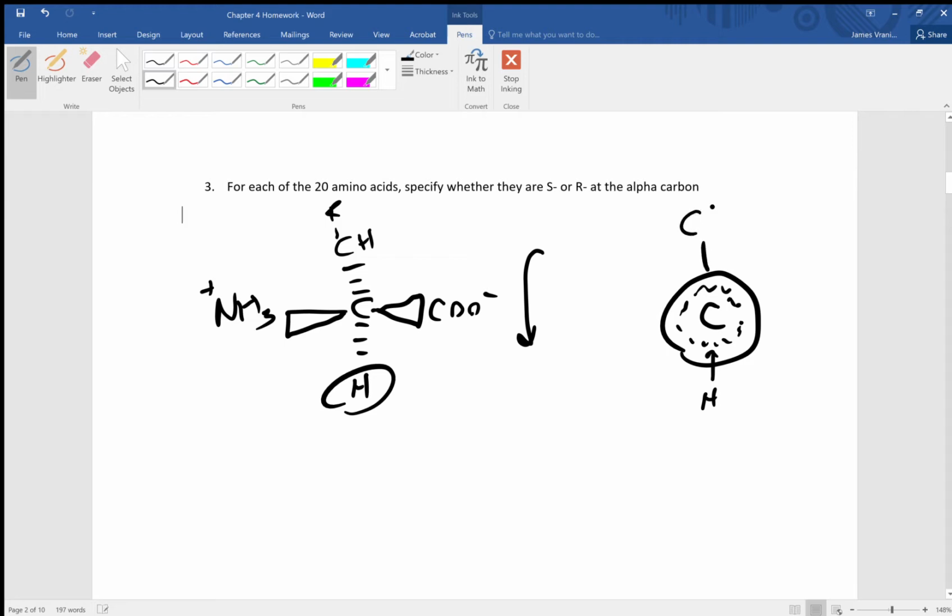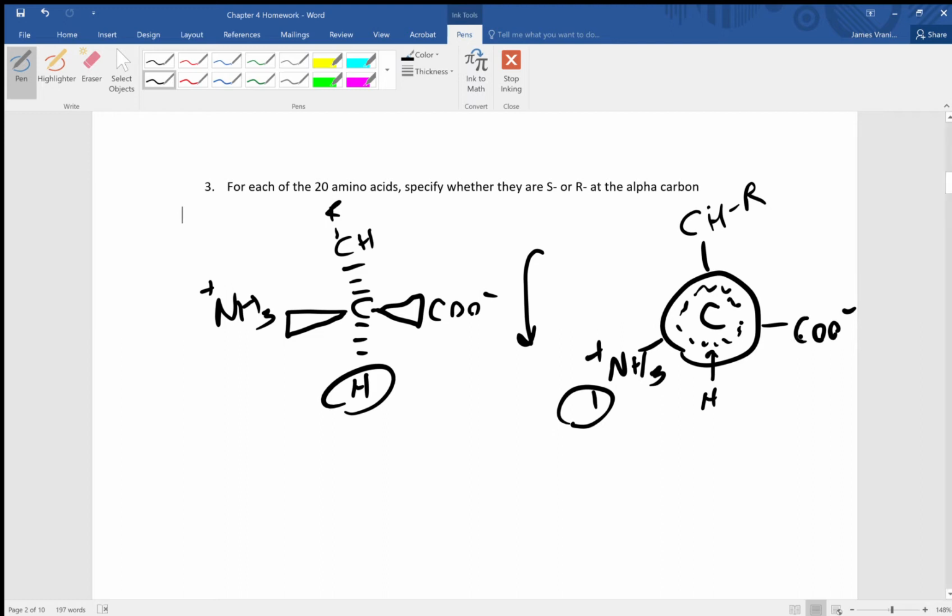So this is our central alpha carbon, the hydrogen back behind it. And going up to the top is our CH, R side chain. And over here we'll have the COO minus, and on this side the NH3 plus. So, prioritizing the groups. We always prioritize groups in order of atomic weight. So the nitrogen here is the highest priority because it's heavier than either of the two carbons.